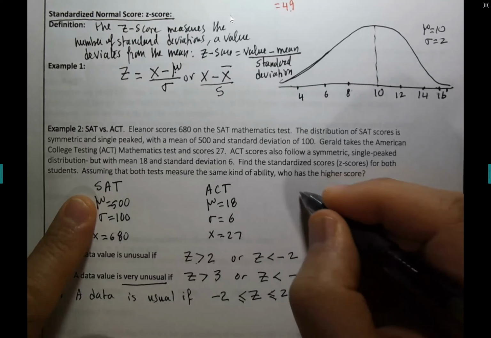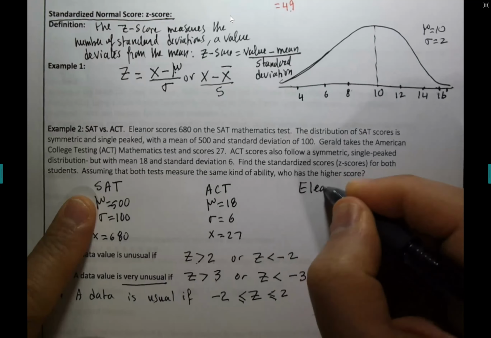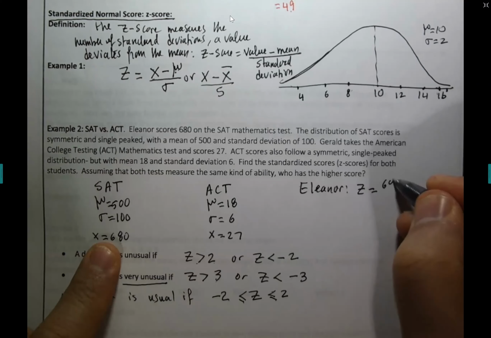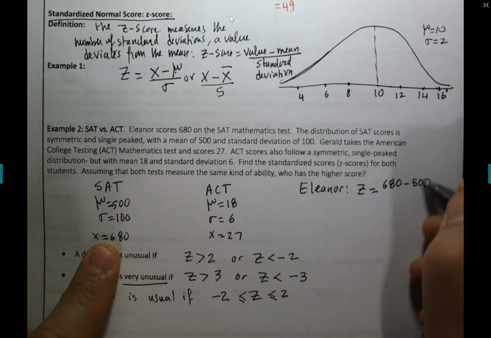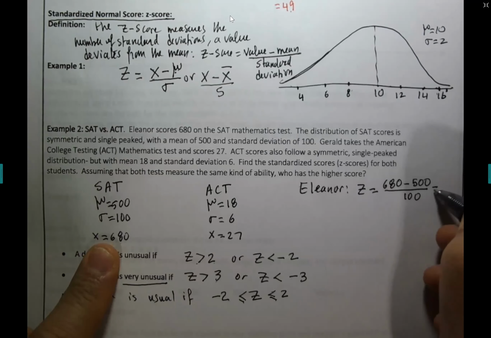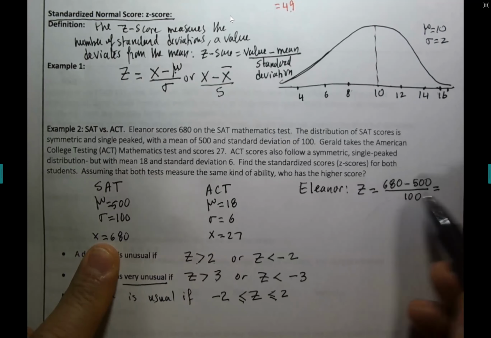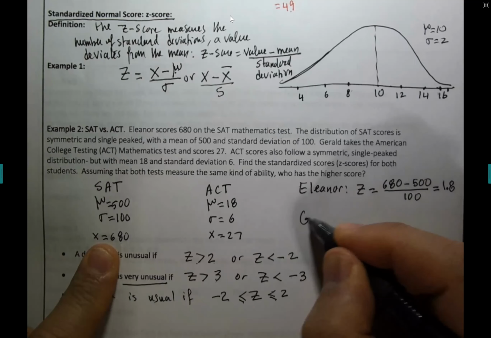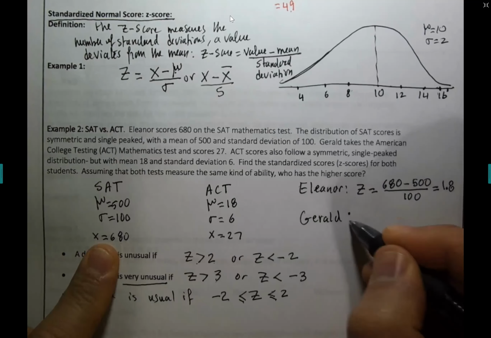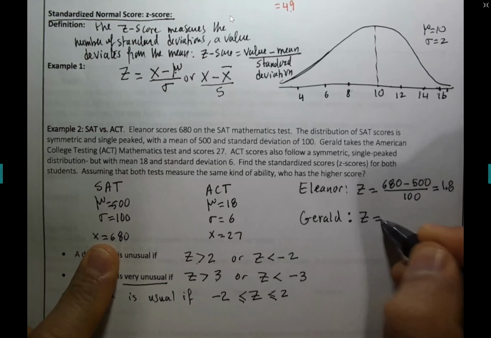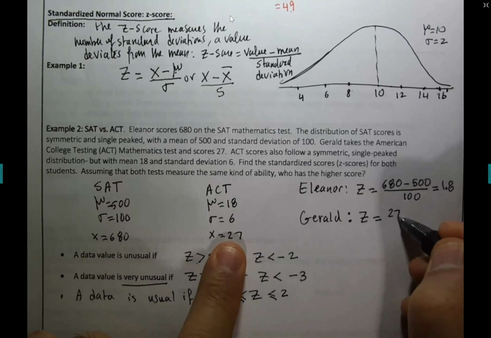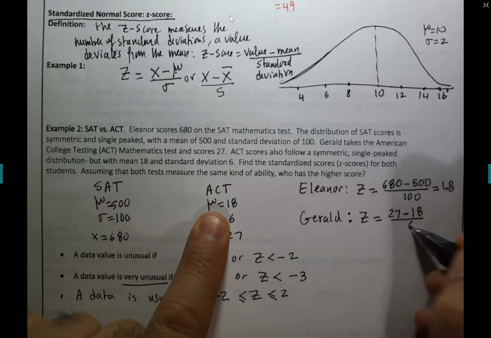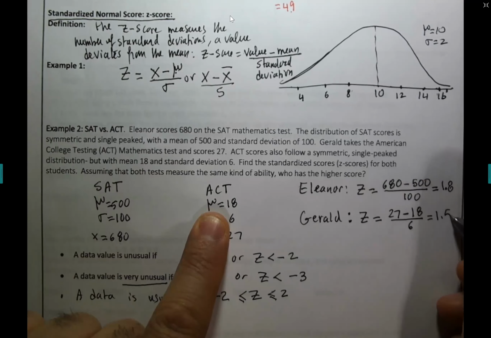So for Eleanor, we're going to change it to a z-score. z equals the value, which is 680, as you said, minus 500, divided by 100. And now you see how easy it's going to be once we do this. So it's going to be 1.8. Let's see what Gerald did relative to the average. z equals 27, which is the value. The value goes first, minus the mean, 18, divided by 6, which is 1.5.